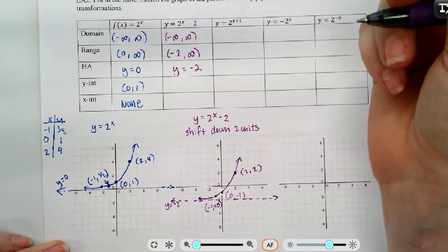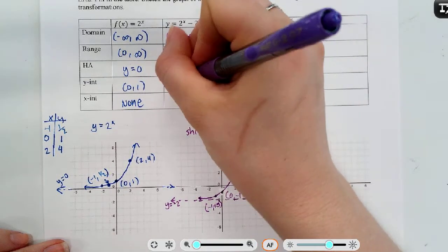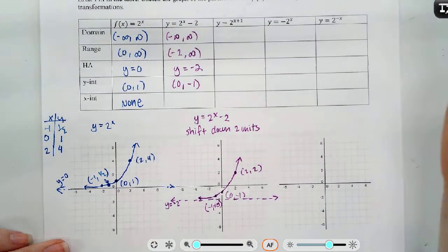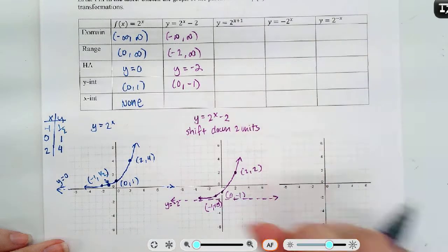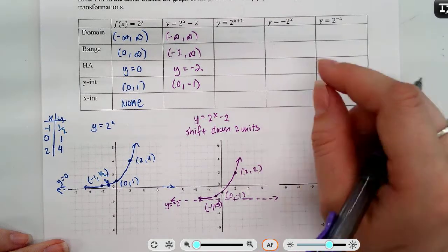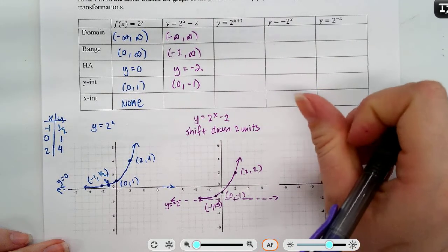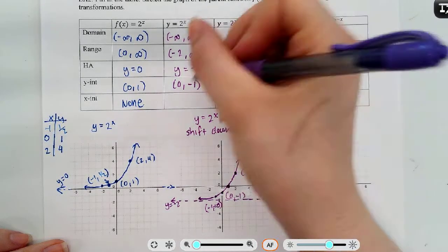And our y-intercept is actually going to be 0, -1. And our x-intercept is going to be, sorry, 1, 0, excuse me, 1, 0. Right there.